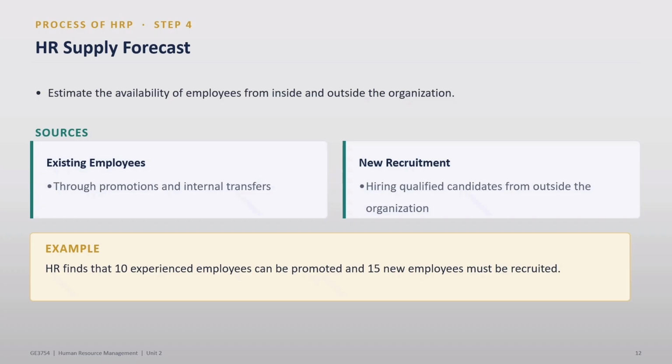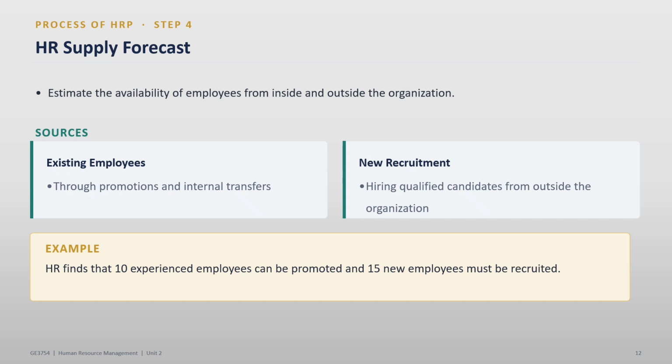For example, suppose an organization requires 25 employees for a particular expansion. HR may find that 10 experienced employees available internally can be promoted, while the remaining 15 positions need to be filled through external recruitment. Therefore, HR supply forecasting helps the organization understand the availability of human resources from both internal and external sources. When the demand and supply are identified, HR can determine whether the organization has enough employees or whether additional action is required.